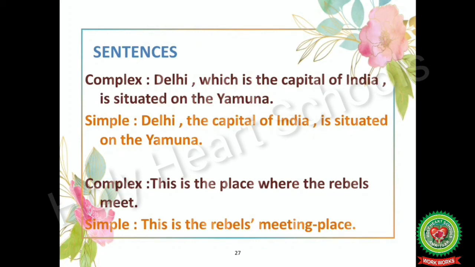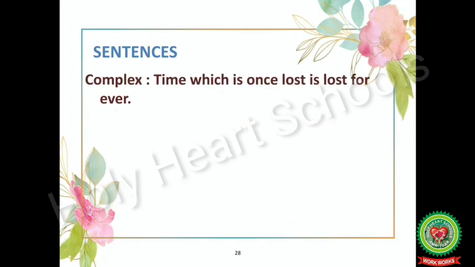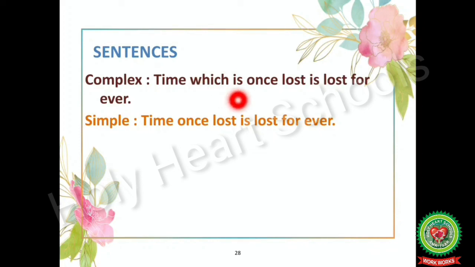Now next one. Time which is once lost is lost forever. Students, we can change the clause which is once lost into the phrase once lost and write the sentence as time once lost is lost forever. Here we have removed the conjunction which and the verb is.